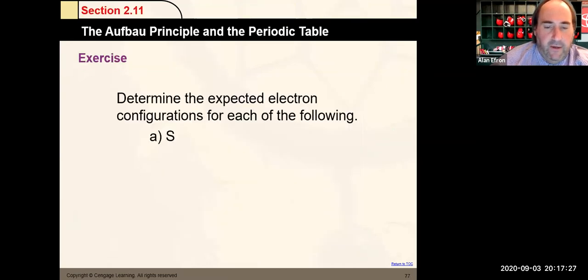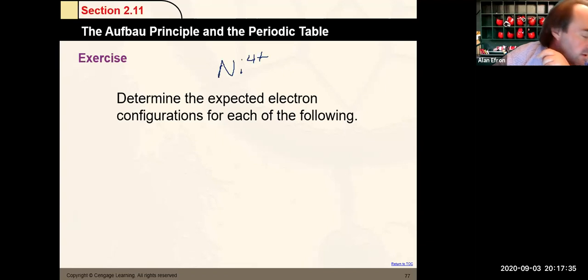So why don't you try one? Let's say we had nickel with a +4 charge. What should the electron configuration be? And nickel with no charge is 28 on the periodic table.